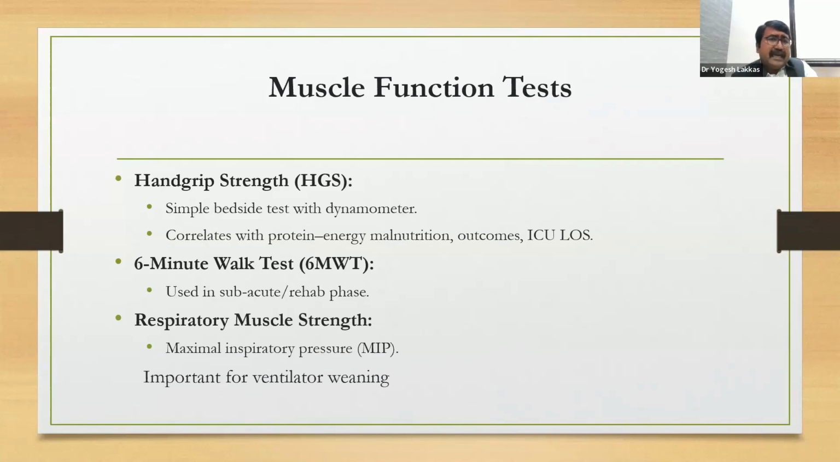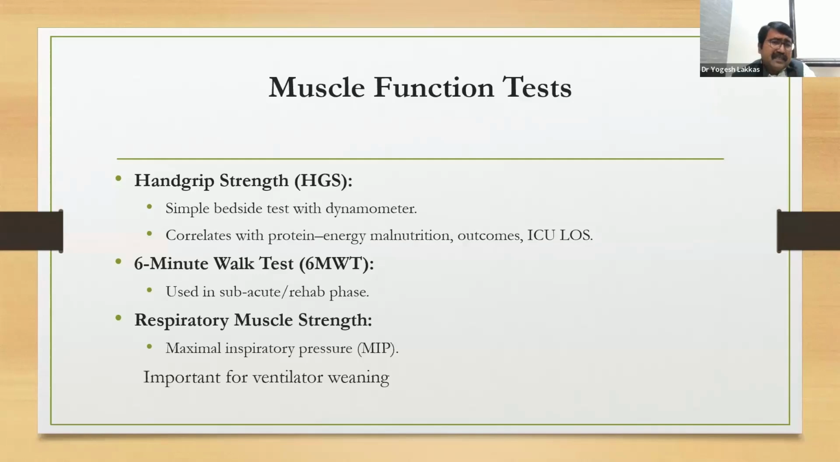Muscle function test, hand grip strength, is routinely practiced in the ICU. It is a simple bedside test with a dynamometer that correlates with protein energy malnutrition, and it will predict outcomes, then ICU length of stay. Then the 6-minute walk test is used in the subacute or rehabilitation phase. This is one of the good tests.